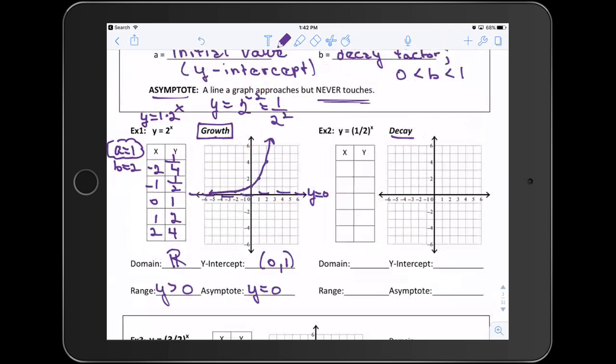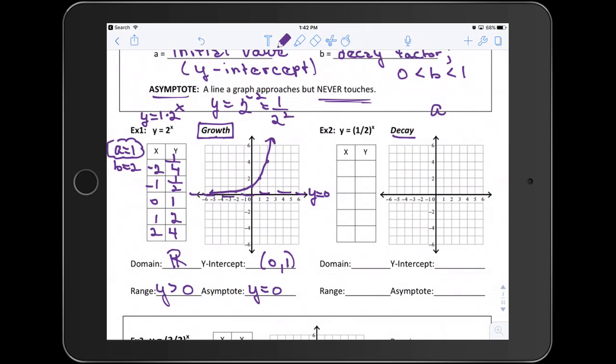So again, let's note that the a value is 1. It's out front, it's just not written, kind of like when we say x, we know it's 1x. And the b value is 1/2. And that value, 1/2, is between 0 and 1, so it is a decay factor. And I'm going to use the same values. Again, this is not set in stone, but you do definitely need to graph 5 points. So I'm putting -2, -1, 0, 1, 2 in for x.